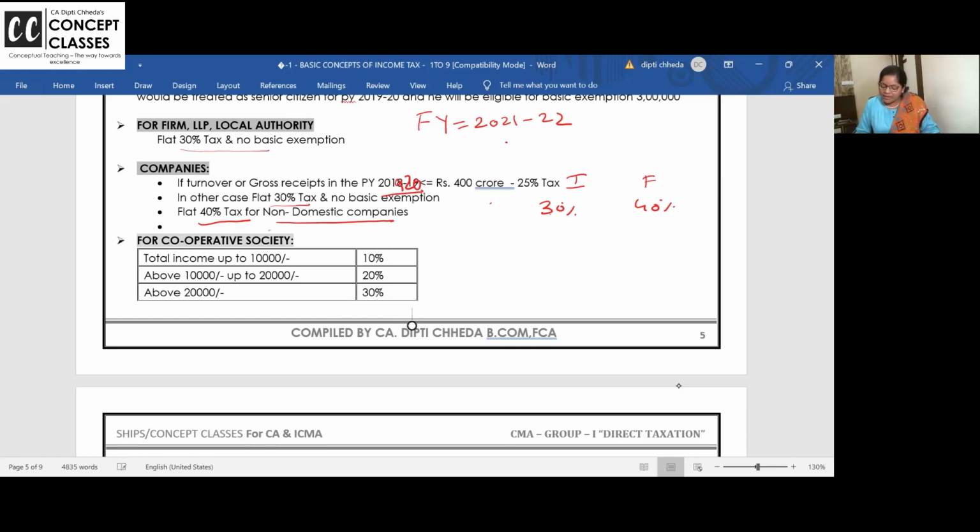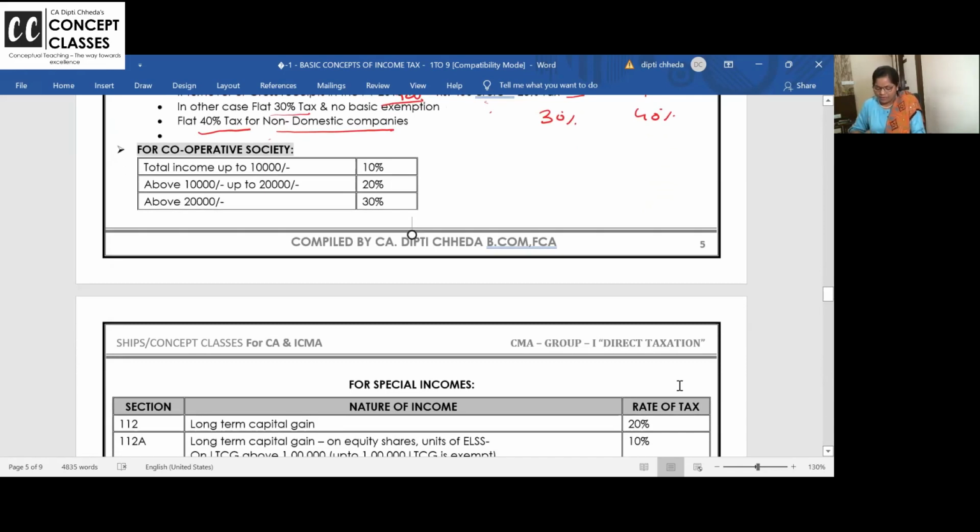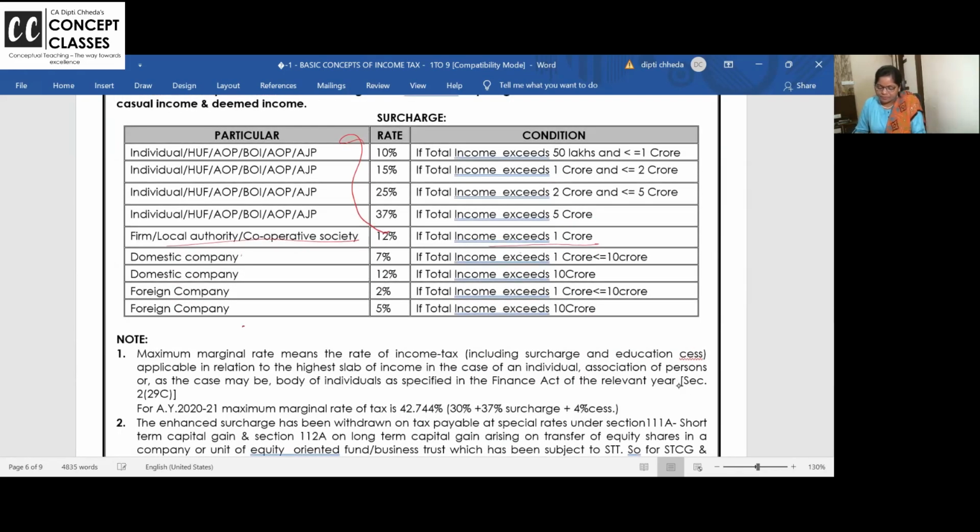Now, if the Indian company's gross receipts or turnover in the financial year 19-20 is less than or equal to 400 crores, then they can pay 25% tax rate. Some more conditions are there that are not there in our syllabus. I don't want you to drag unnecessarily. वो final में आप पढ़ोगे. Now come to surcharge rates. Domestic company. If the income exceeds 1 crore and less than 10 crores, 7%. If the total income exceeds 10 crores, it is 12%. Clear to all of you or not?